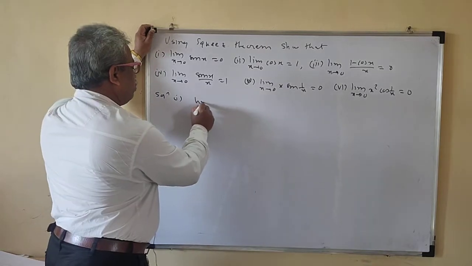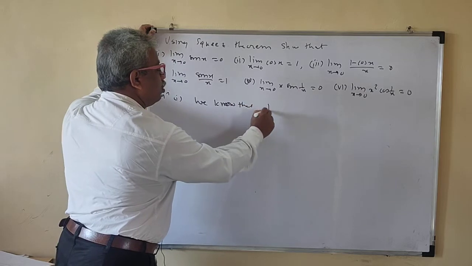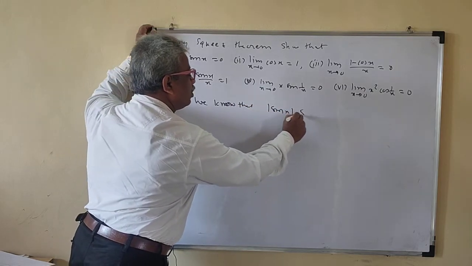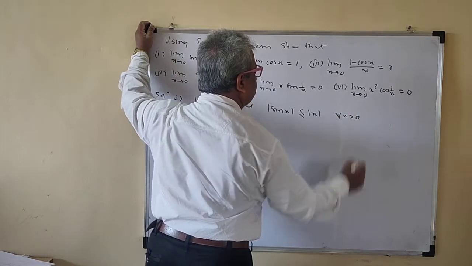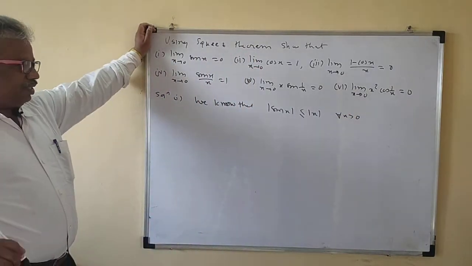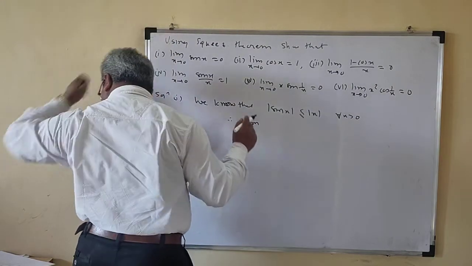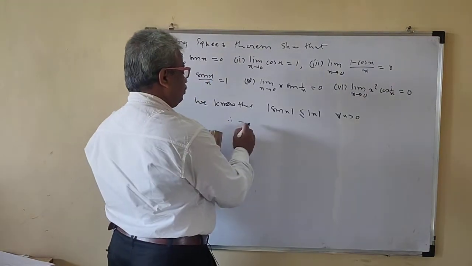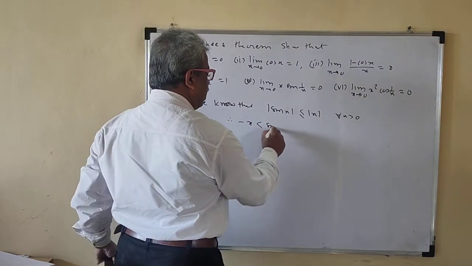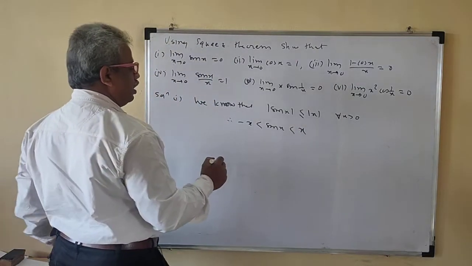Okay, we know that mod of sin x is less than or equal to mod x for all x. So we are familiar with this one. Therefore, minus x is less than or equal to sin x, which is less than or equal to x.